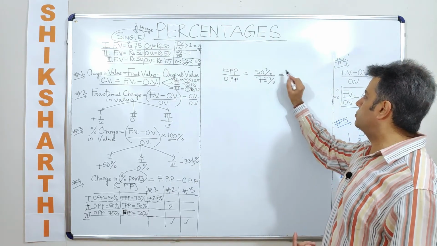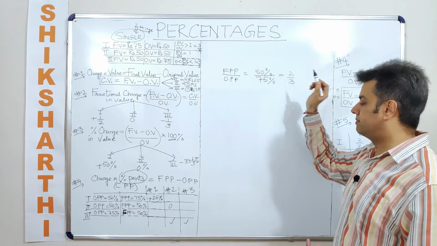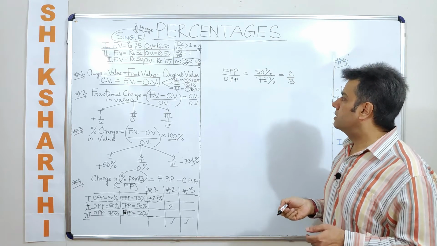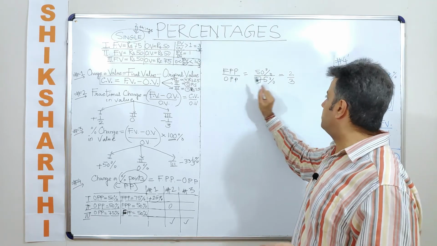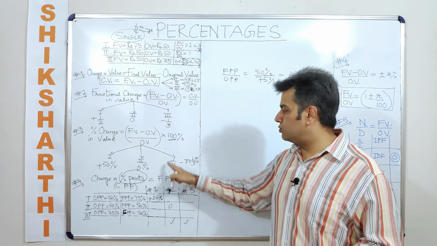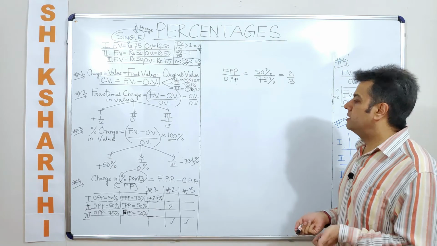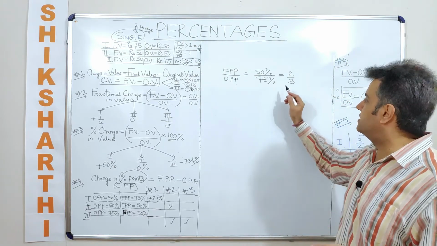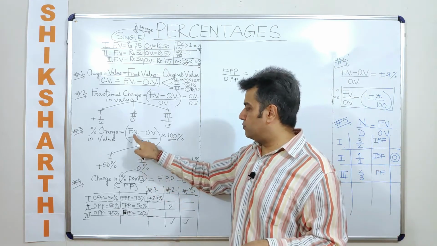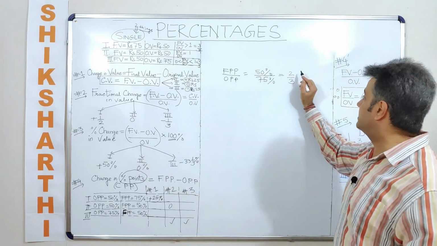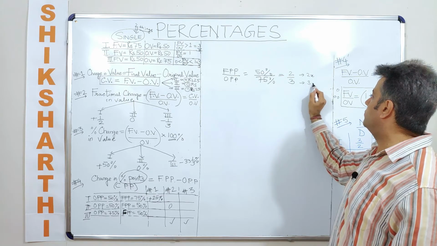So this becomes how much? I can cancel it out with a 25. So I am getting FPP upon OPP as 2 by 3. And what am I supposed to do? I am supposed to calculate the percentage change. Percentage change says what? Final value. Now the final value, let's say, is 2x, and the original value is 3x.